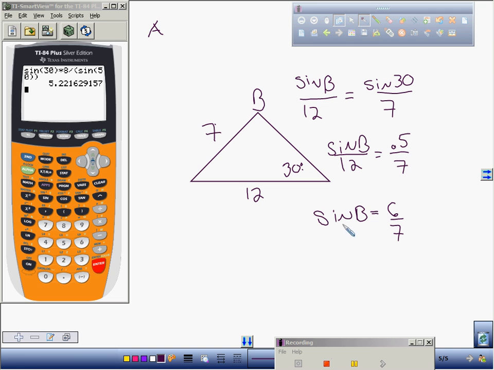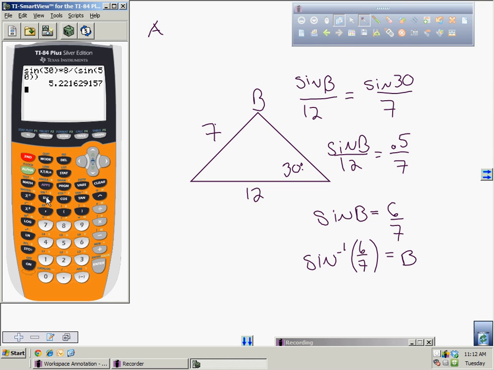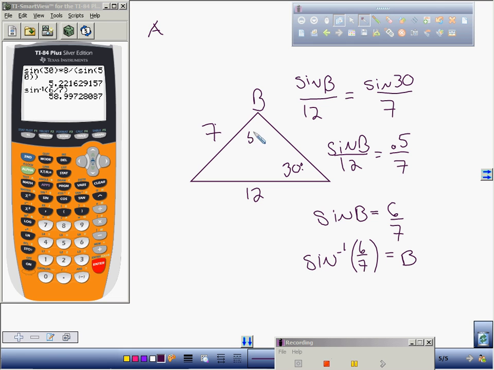No, you don't divide by sine. You can't divide. You go inverse sine of 6/7 is equal to B. That's the way you have to do it. So you go second sine of 6 divided by 7, and you get that the angle up there is about 59 degrees.